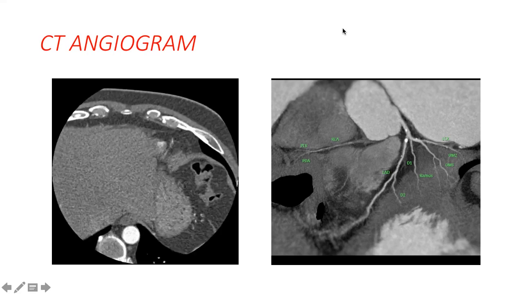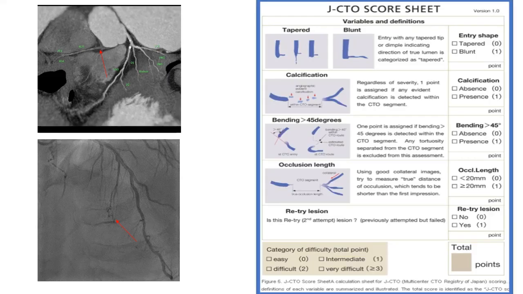At this stage, the patient came to us, and we analyzed that the J-CTO score may not be quite appropriate in this case as the occlusion is sitting at the ostium of the RCA without any stump. But if you analyze, he has only a non-ambiguous stump, there is no calcification in CT, there is no bend in the CTO segment, and the length of the CTO segment is approximately 10 to 15 millimeters. So it's a short segment CTO, and overall the J-CTO score is 1.